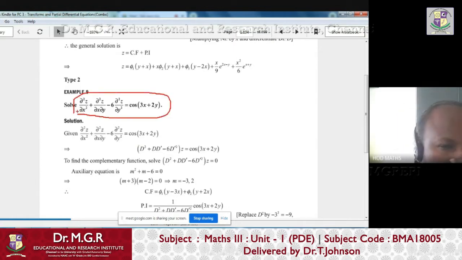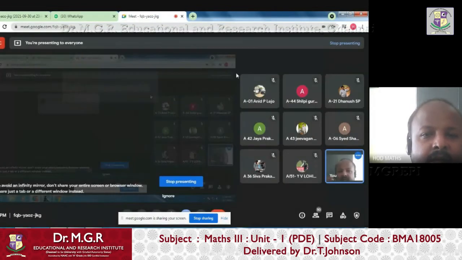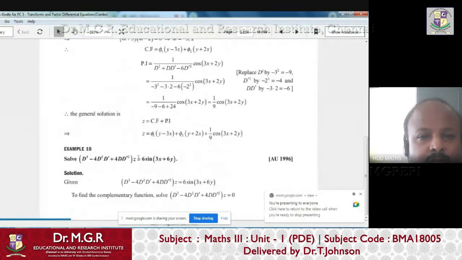And this is called a linear PDE, because here the coefficients are only numbers. And it is a homogeneous one. That is, if you see the order, all the terms have the same order, that is order 2. Homogeneous differential equation means the order of the equation should be the same in all the terms.